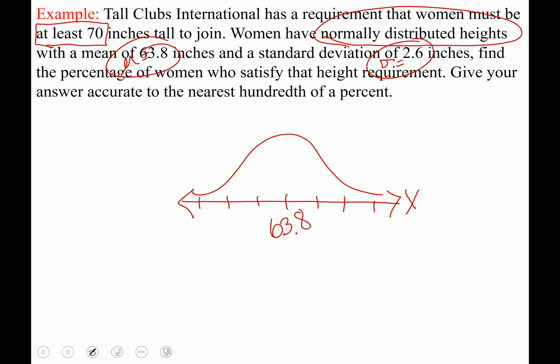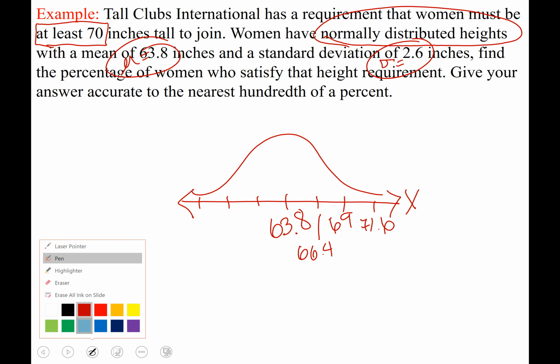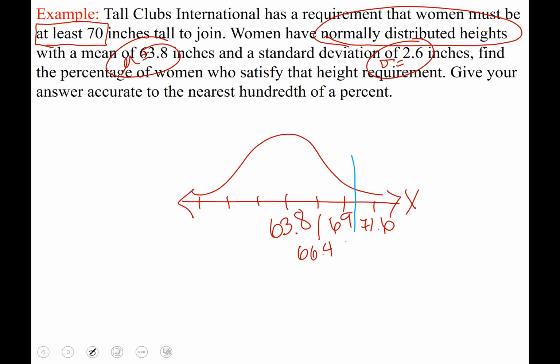63.8 plus a standard deviation of 2.6 puts me at 66.4. I'm going to travel up another standard deviation of 2.6. That puts me at a woman's height of 69 inches. And one more time, traveling up a standard deviation of 2.6. That puts me at 71.6 inches tall. So, not that it was necessary to be to scale like that, but it helps me feel more comfortable in drawing this vertical line at some approximate 70 inches.